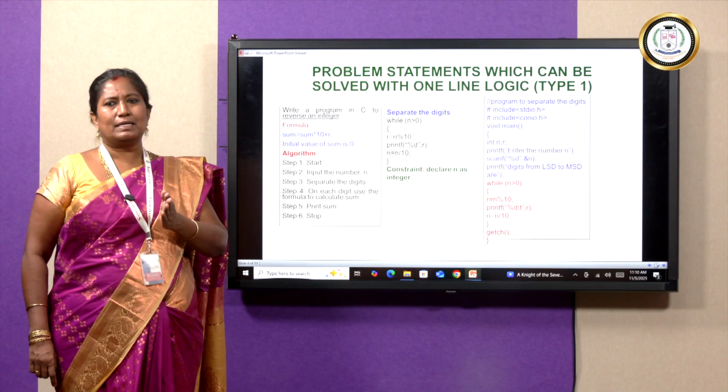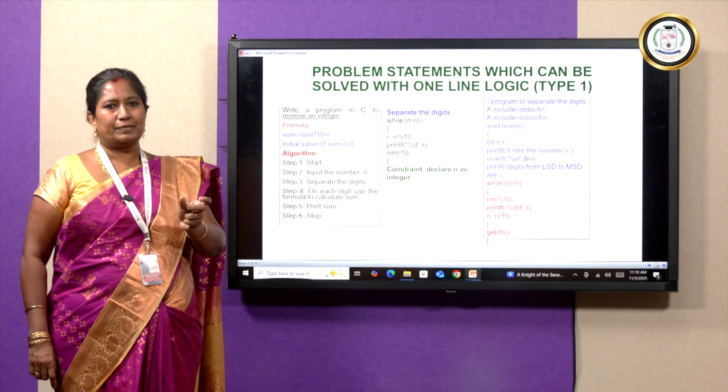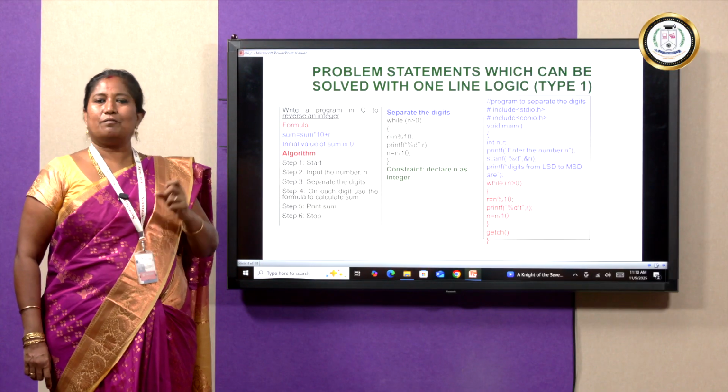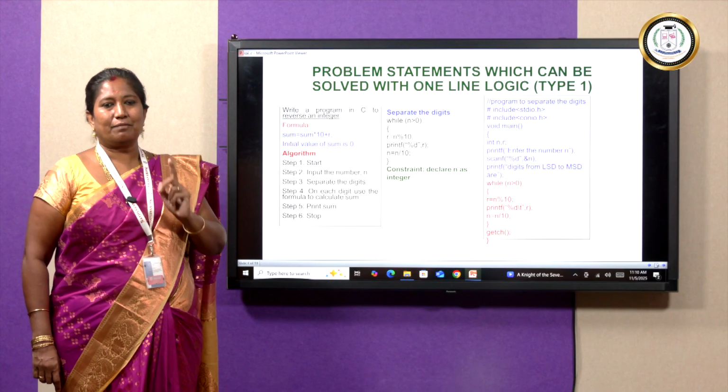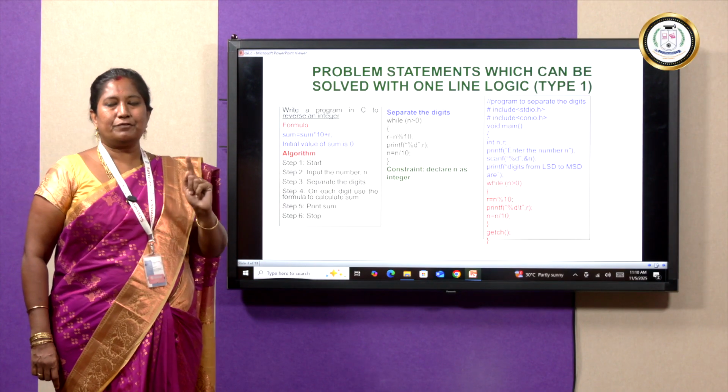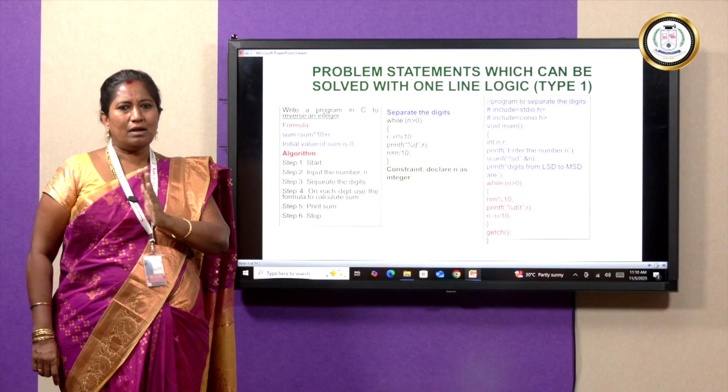In 567, you can discard 7 and take 56. But mathematically, how will you do it? From 567, how will you get 56? Again, when 567 is divided by 10, what is the quotient? It will be 56.7. So we do not want 0.7.